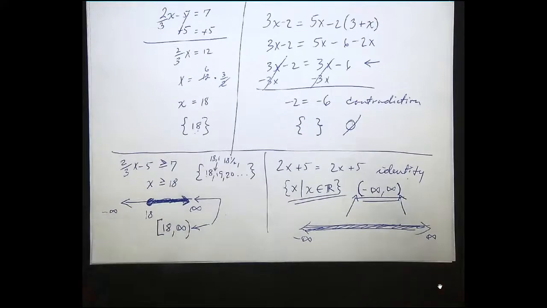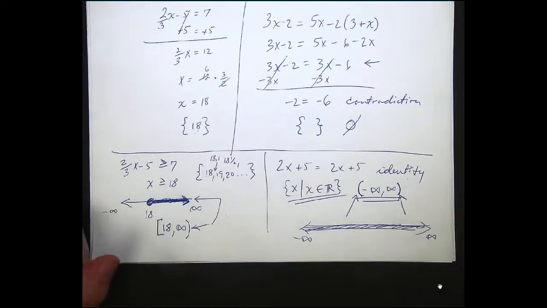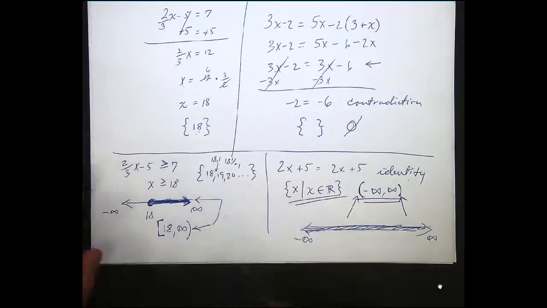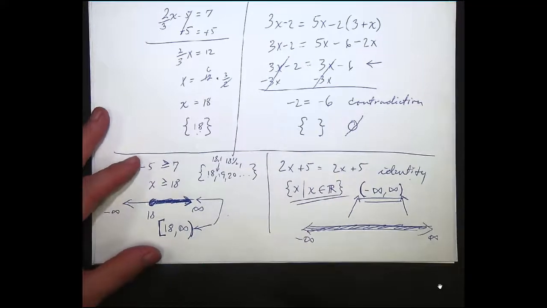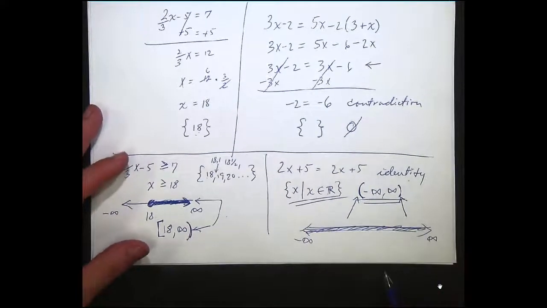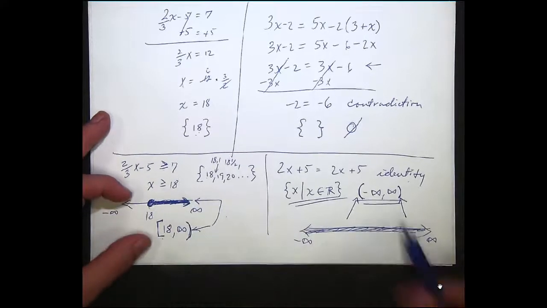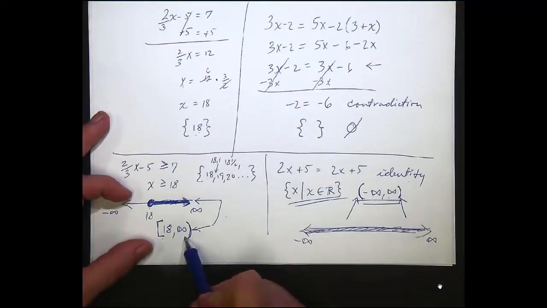Well, what's the difference between parentheses and brackets? The difference is this. Brackets are reserved for values that are part of the solution. Parentheses are given to values or symbols that are not. 18 is part of this solution. Infinity and negative infinity are not.